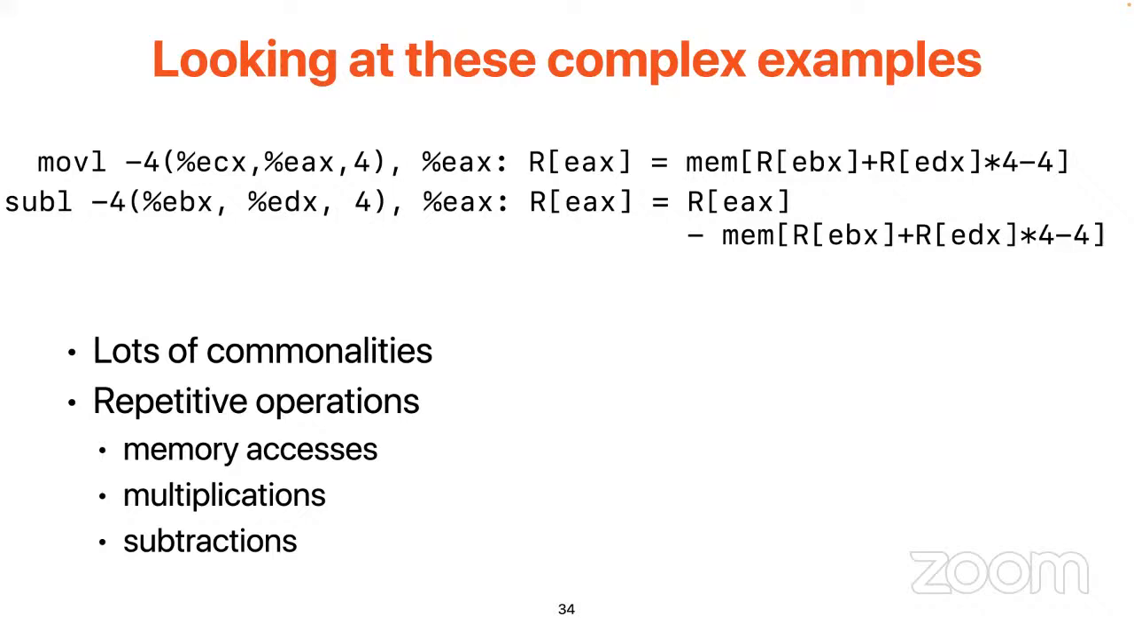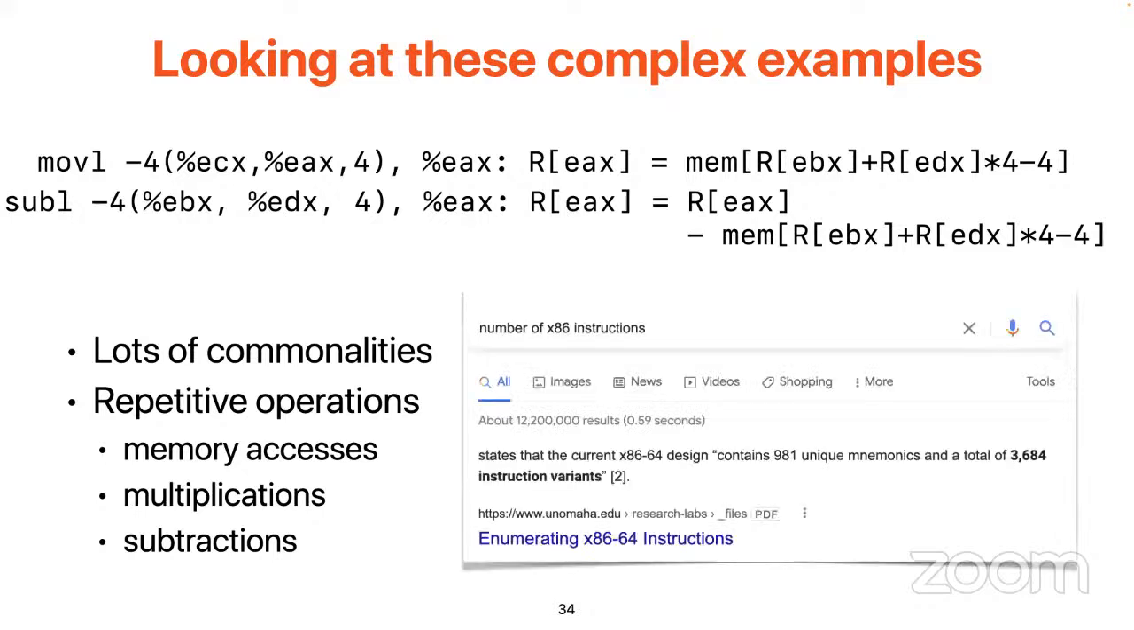And if you want to think about how we design it, in fact, the x86 has way more instructions than we can handle. So for x86, this is what I Googled this morning, right? It has 981 unique instructions and a total of 3684 instruction variants. So that's very complex.